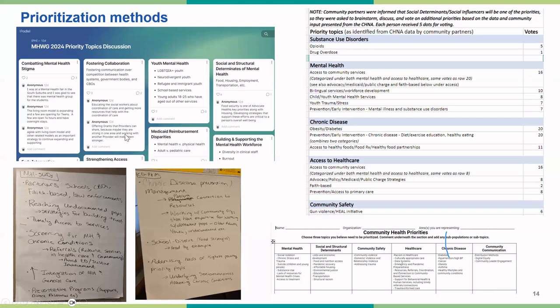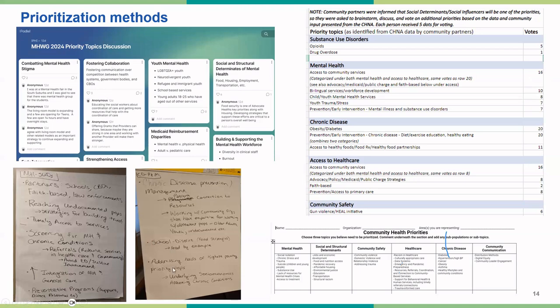Another tool that we've used is Padlet. Here's an example of one that Sam did with our mental health work group, where we went through a process where we put up the major issues that were coming out for people and additional subpopulations and priority areas to focus on. An example is fostering collaboration. Educating social workers about coordination of care and getting more resources to help with the coordination of care is an example of a strategy that was identified. And again, this is using the Padlet tool.